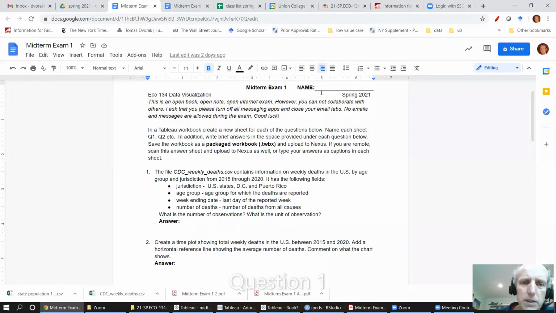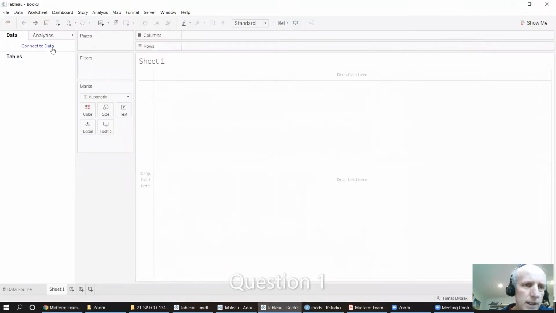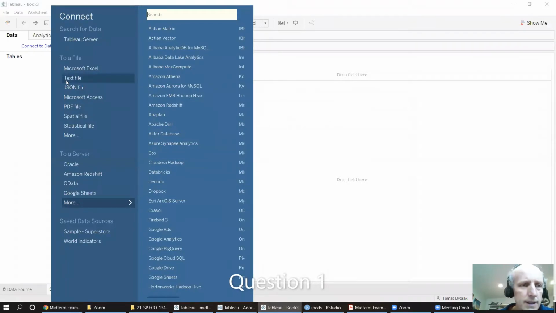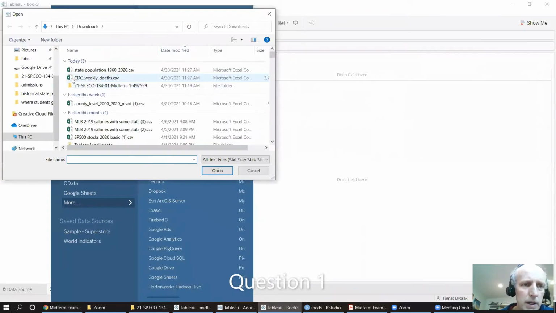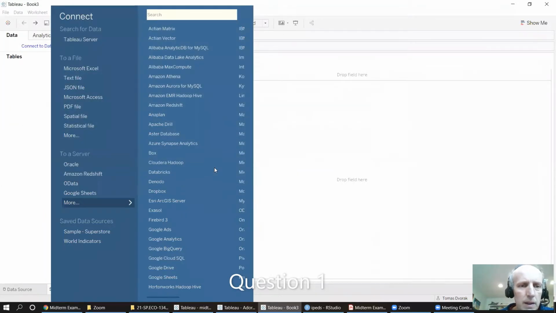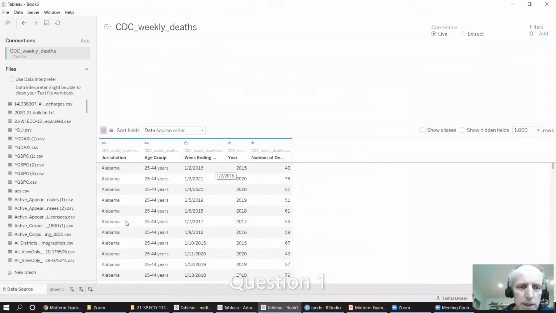Let's go over midterm 1 from spring 2021. We have data on CDC weekly deaths. Let's connect to that data. I downloaded them from Nexus. They came to my downloads folder. Here's CDC weekly deaths. Let's take a look at the fields that we have.